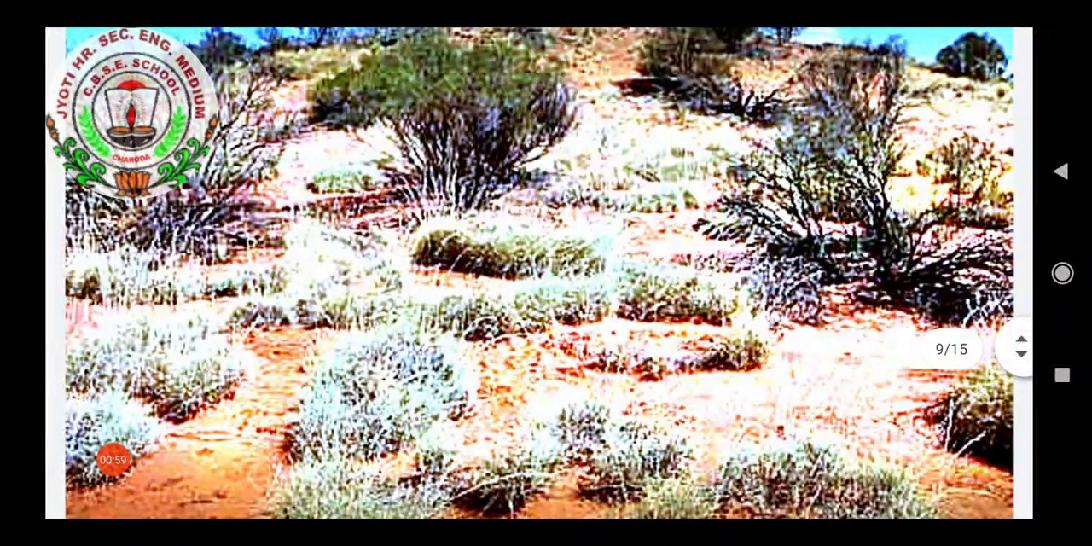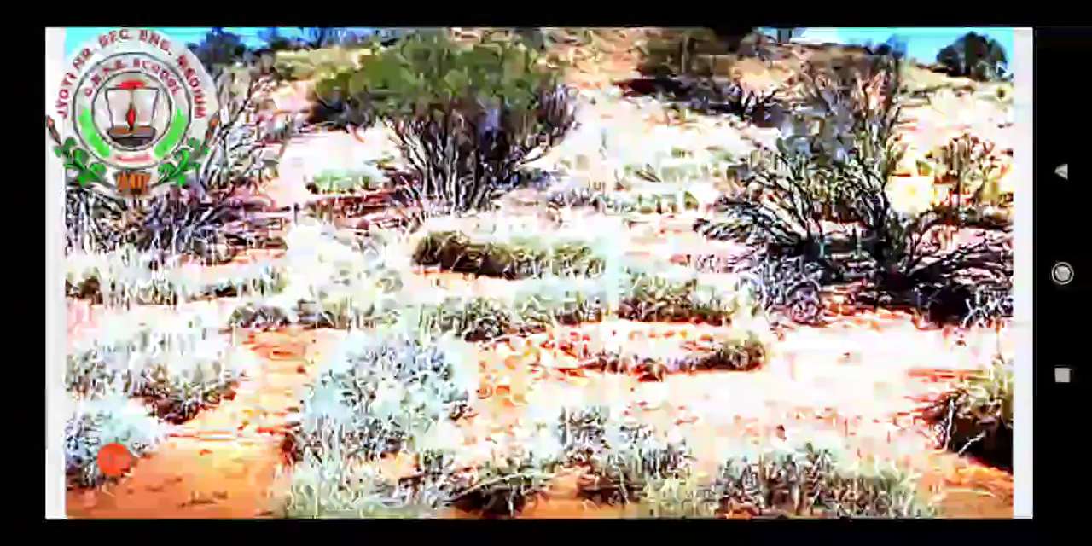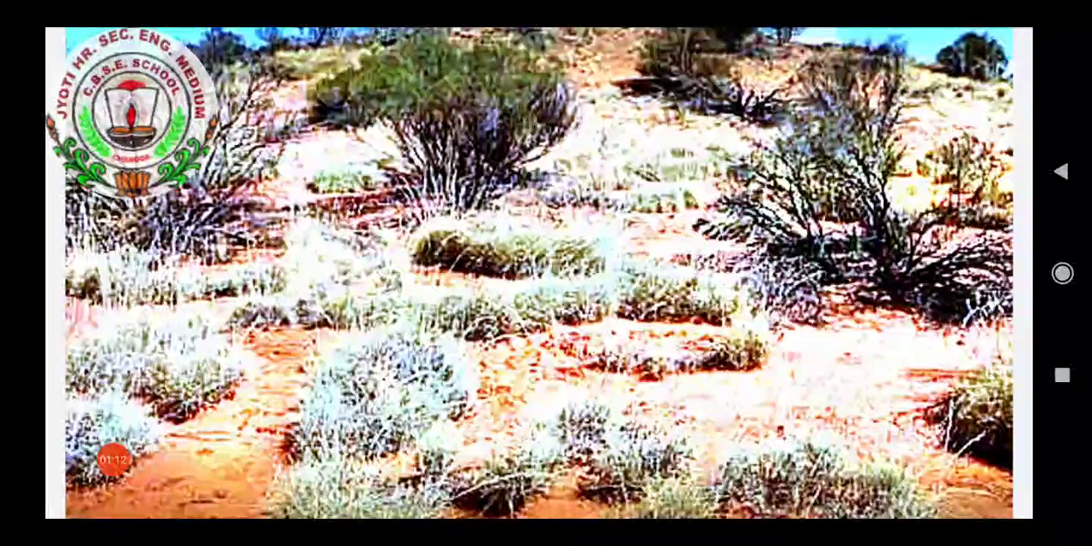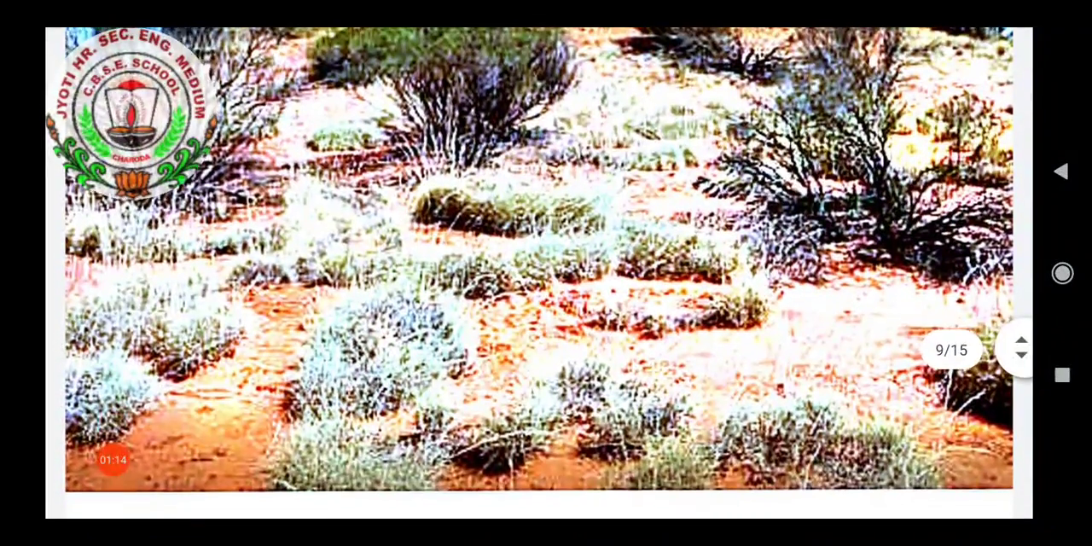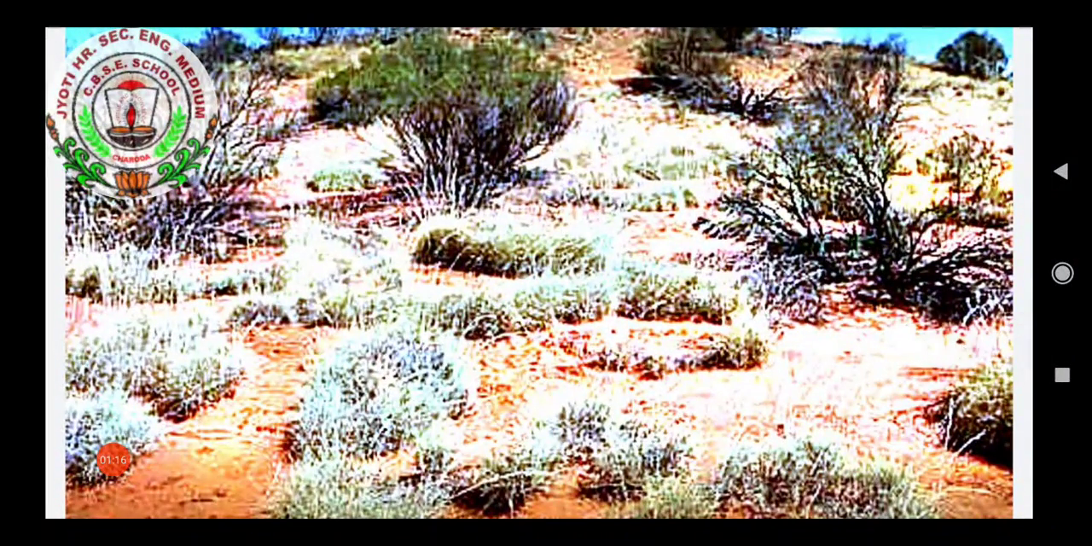Now another type of desert, that is mid-latitude deserts. This includes the Gobi in Turkestan in Asia and Patagonia in South America. These mid-latitude deserts are found in a plateau region. Now the conditions that influence the vegetation. Vegetation means plants and trees.